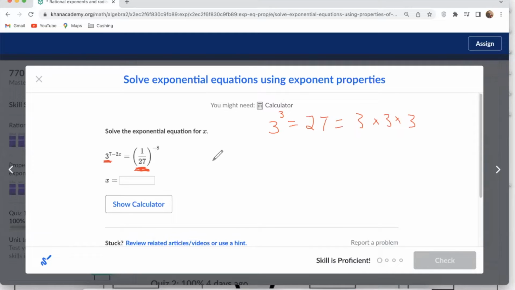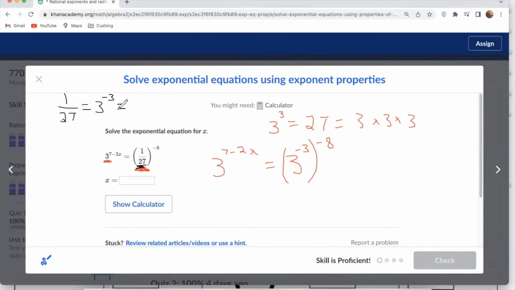So I'm going to keep 3 to the 7 minus 2x on the left side, but I'm going to rewrite the right side as 3 to the negative 3 raised to the negative 8. That seems really weird, but what I want you to notice is that all I changed is I rewrote 1 over 27 as 3 to the negative 3.